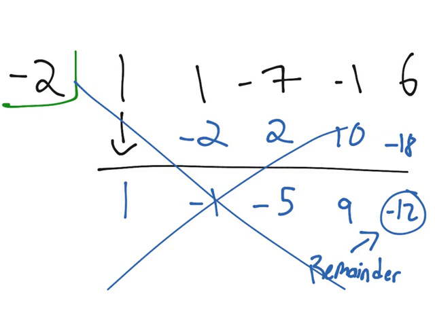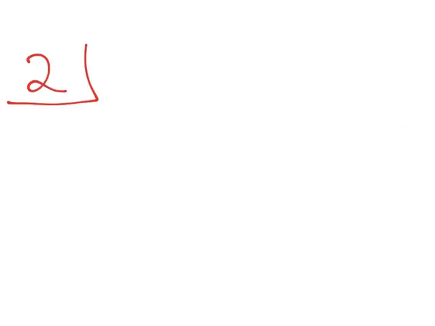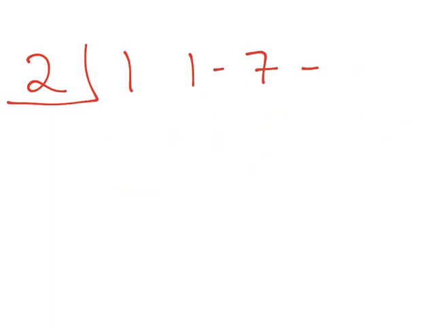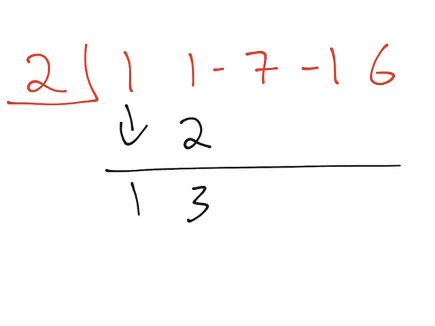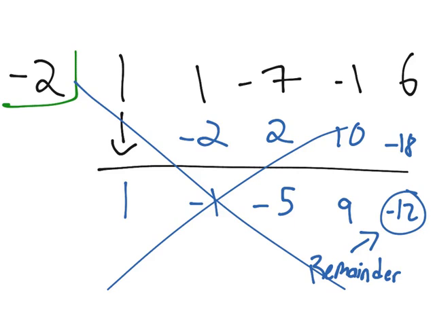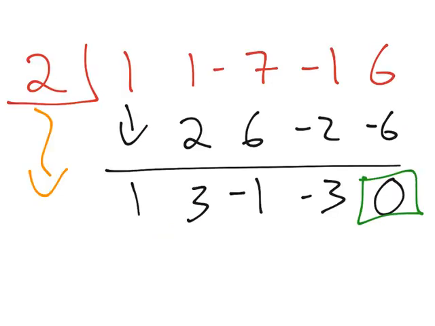Let's try another example. Let's do one that actually does work, and that was 2. Again, listing the same coefficients, 1, 1, -7, -1, 6. Bringing down the first term, multiplying, adding, multiplying, adding, multiplying, adding, multiplying, and boom, I got 0. That's exactly what I want. So this means that I can take this polynomial here and write it as a product of a binomial, which is going to be x minus 2.